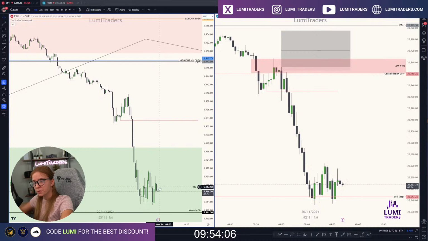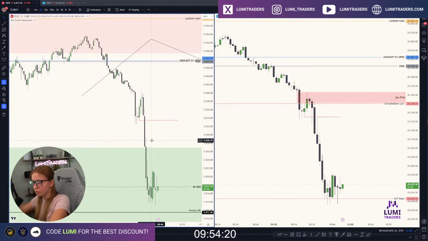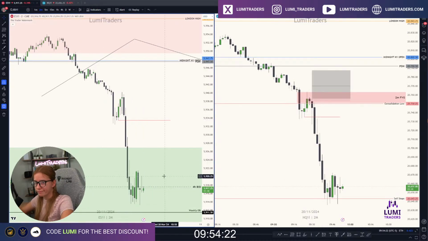We're kind of stuck at this 50% of this 4-hour fair value gap. That's hard for me, because we're stuck right at this level, but nothing changed right here. Did not get any signs of reversal yet. That's hard for me. Let's switch to the 2-minute chart. Nothing. That's hard, honestly.